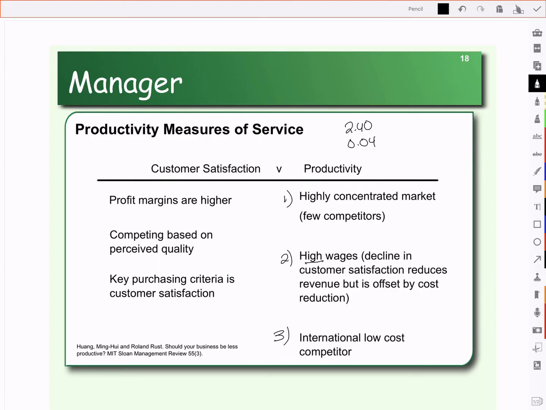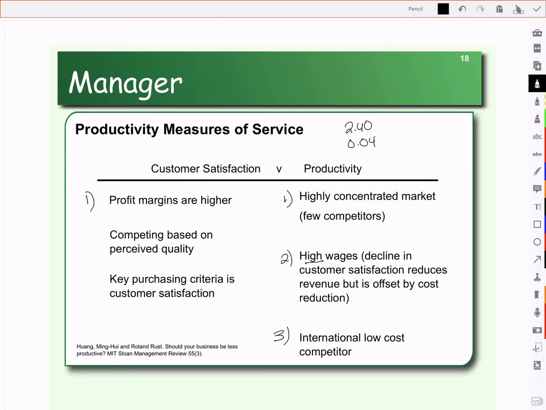Now, when might you focus on customer satisfaction over productivity? Well, if you are in an industry with high profit margins. So if there's a big difference between the cost to make it and the price you sell it for, you have a big profit margin, then you don't need to be as productive. Cutting costs isn't as big of a deal. Increasing outputs and decreasing inputs isn't as big of a concern because you're making more per unit.